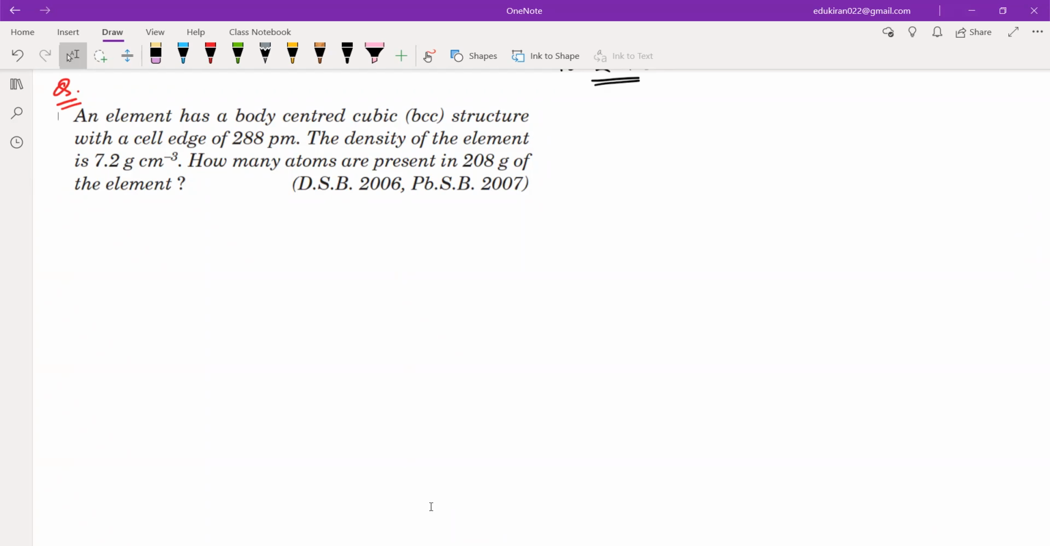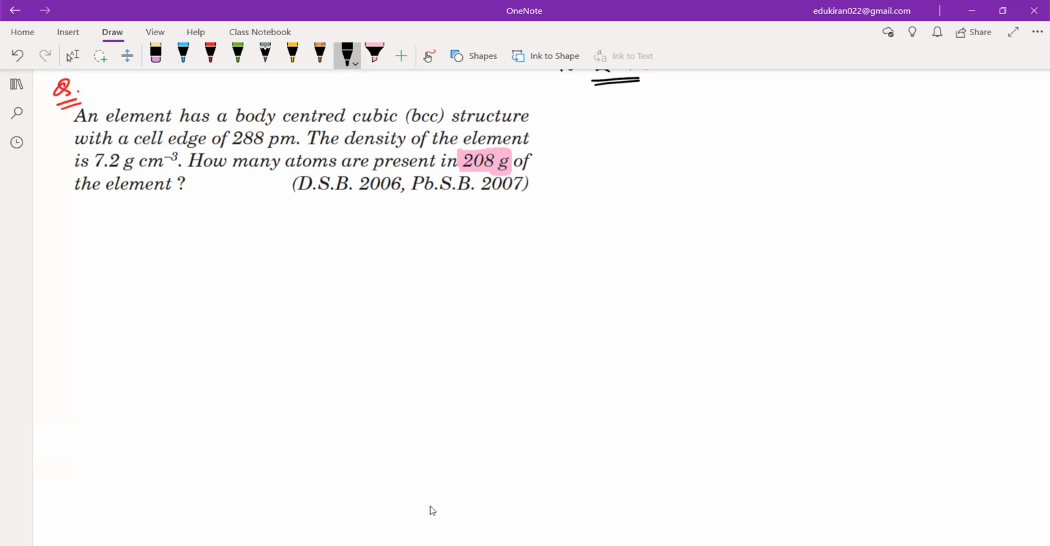Yes. Okay, fine. Now, an element has a body-centered cubic structure with a cell edge of this much picometer. The density of the element is given, and they're asking how many atoms are present in 208 grams of the element. As you can see, they are asking you to calculate indirectly. You can calculate the molar mass indirectly, and you will get the answer.